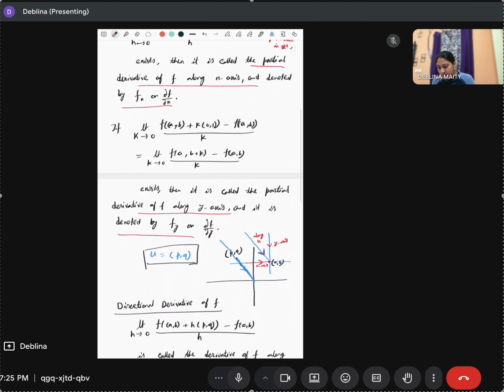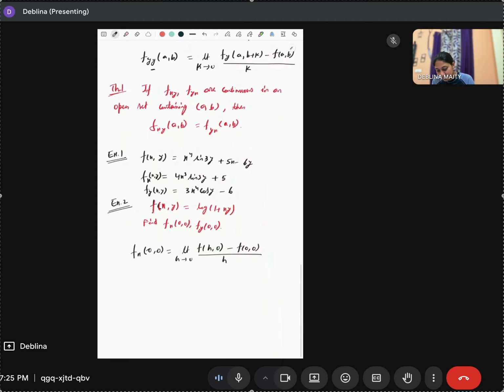Okay, so what is this value? f(h,0) is 0 and f(0,0) is also 0. So this means fx(0,0) is 0, and similarly for k going to 0, f(0,k) minus f(0,0) divided by k, which is again 0, right? So fx(0,0) equals 0 and fy(0,0) is also 0, right?